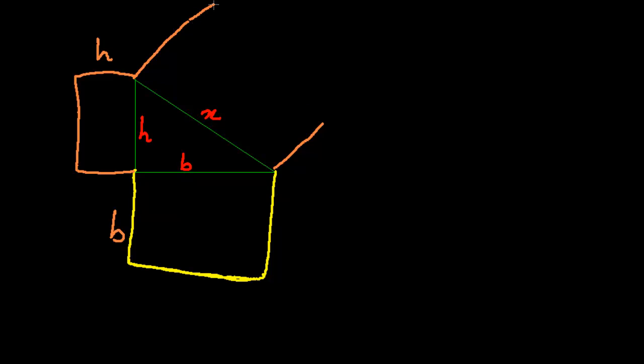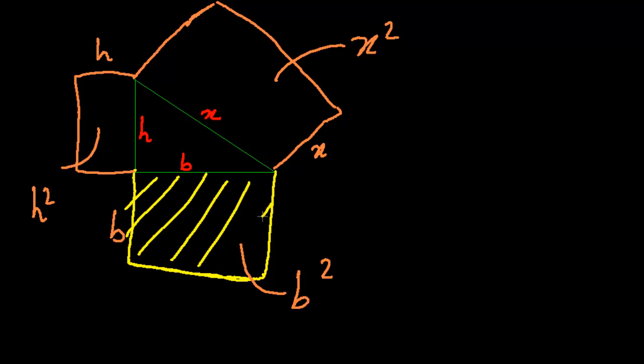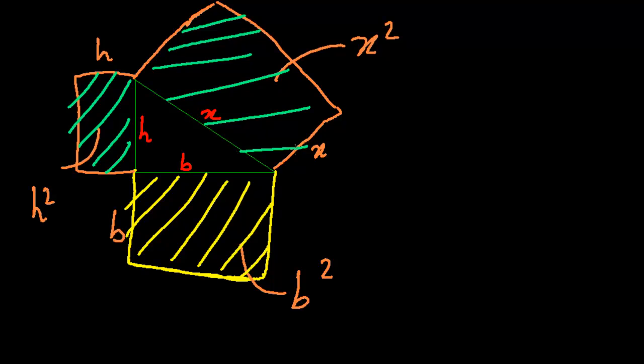this is a square with side x. So the area of this will be x square, this will be b square, and this will be h square. So basically Pythagoras theorem states that the sum of the area of the square drawn with one of the sides of the triangle as the side of the square, and if you take another side and add them up, you will get the area of the square where the hypotenuse is also one of its sides.